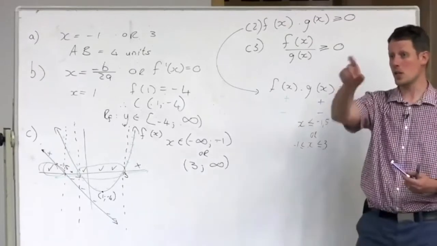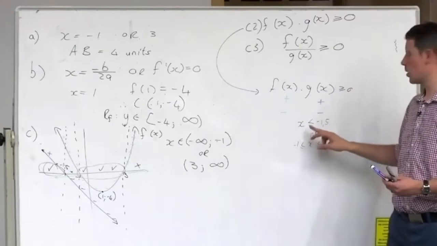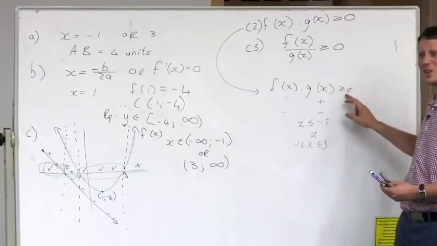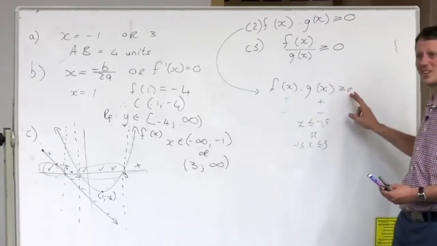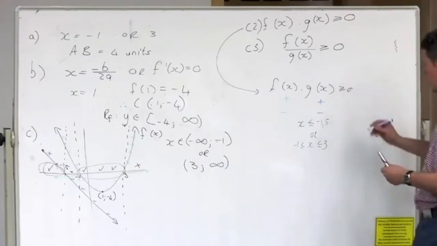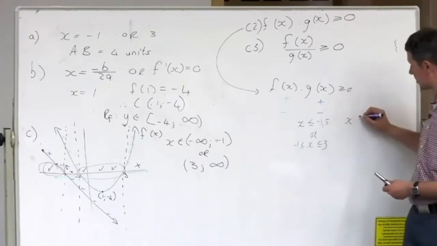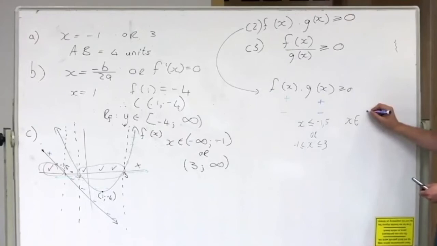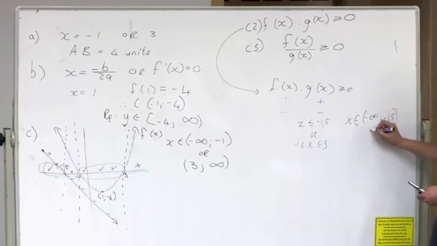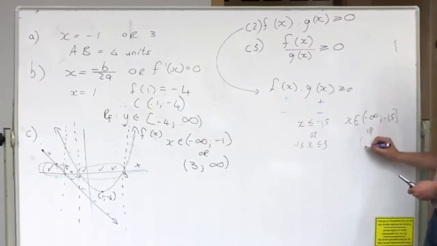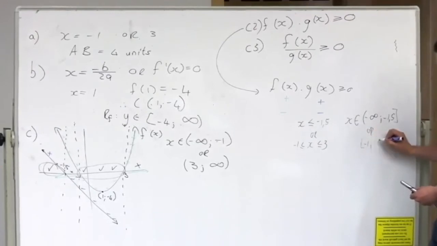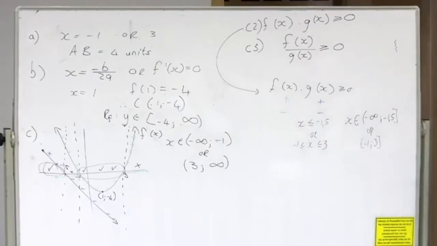But now the thing is, why do I include? Because it is included here. And there, I've got it, I can write this as x is an element of negative infinity up to negative 1 included, or between negative 1 and 3 both included. And there's my answers.